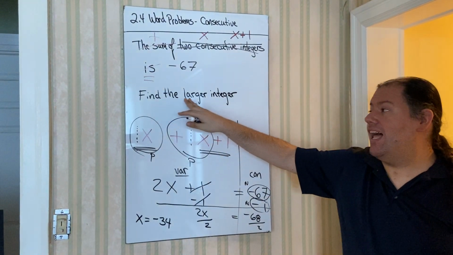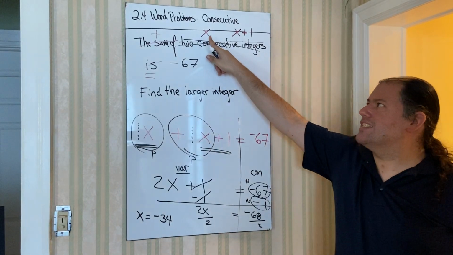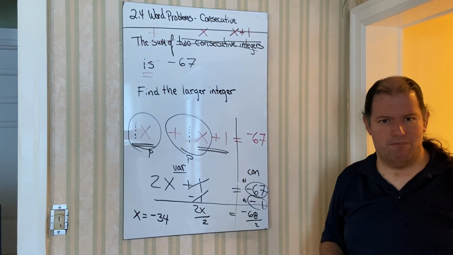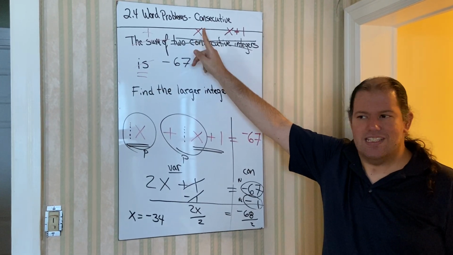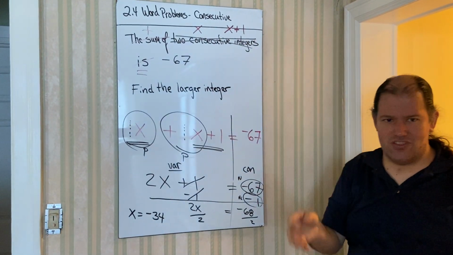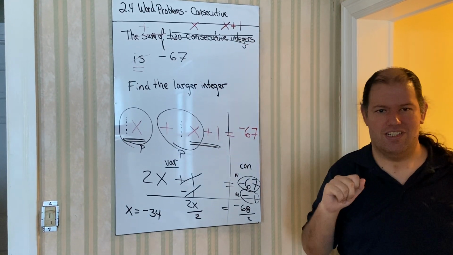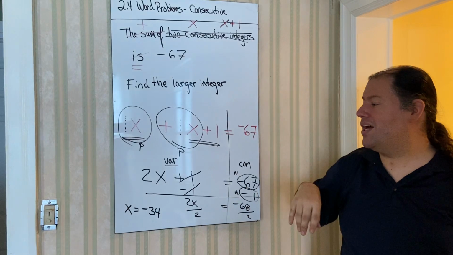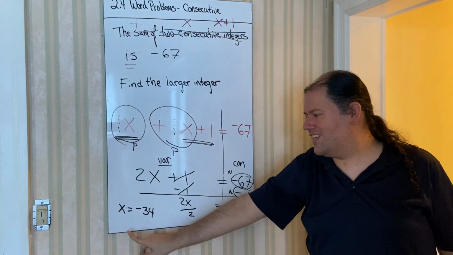Sometimes they'll say find the smaller integer. Well, if you think about x versus x + 1, this would be your smaller, okay? Anytime that you add 1 to anything, you're making it bigger. So this would be larger. So if this says find the smaller integer, that means find what x is. Do we know what x is?